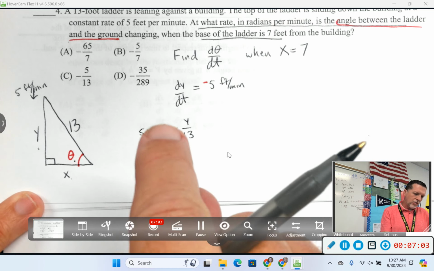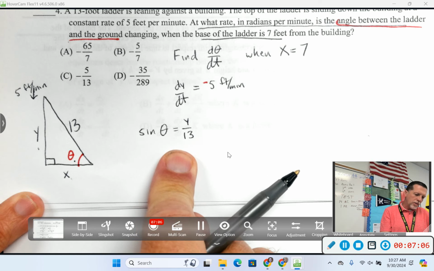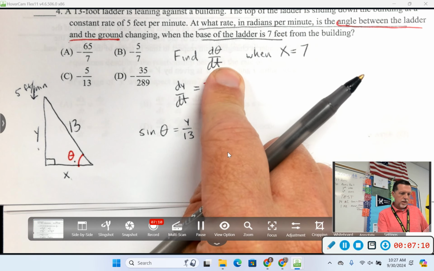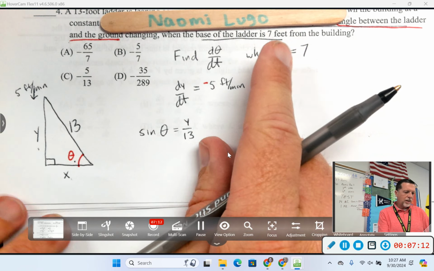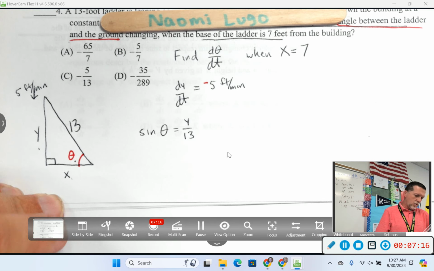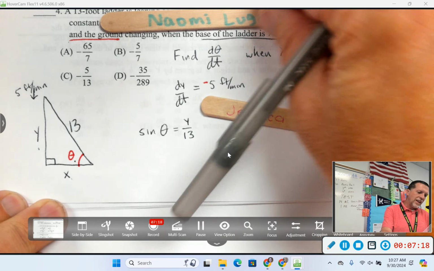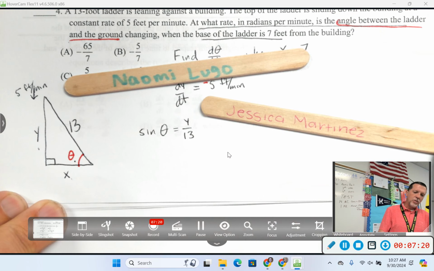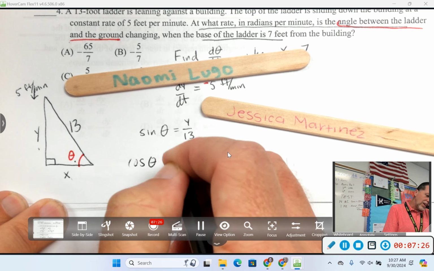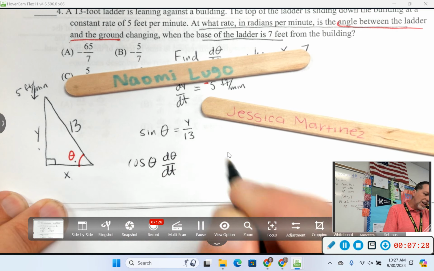Okay, so that's true, but the reason I wrote that is because I want d theta dt to show up. So I think I want to take a derivative of both sides, Naomi. So, Naomi, how about the left-hand side? What's the derivative of sine of theta with respect to t? Cosine theta d theta dt. Good. Cosine theta d theta dt.